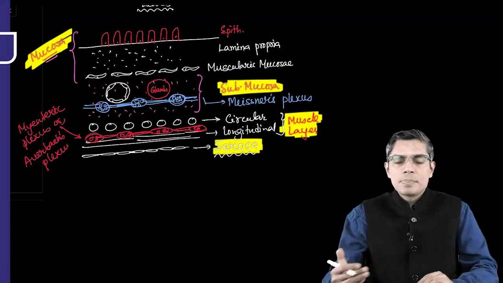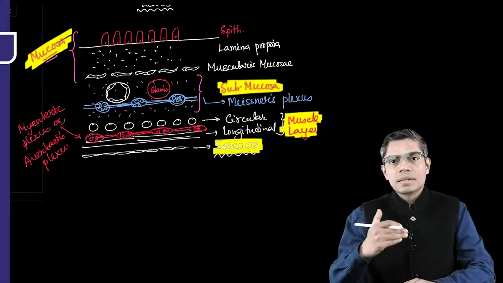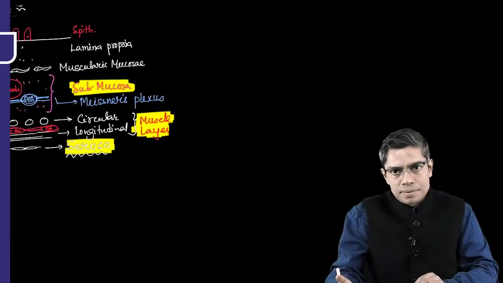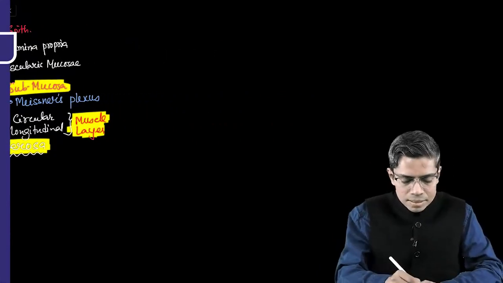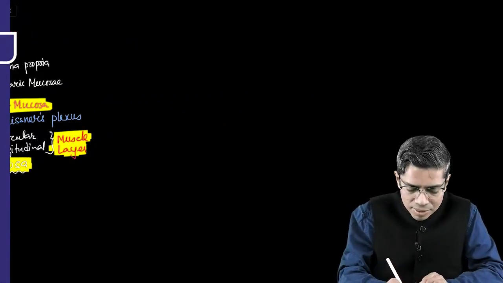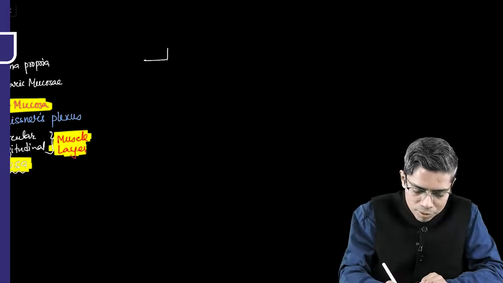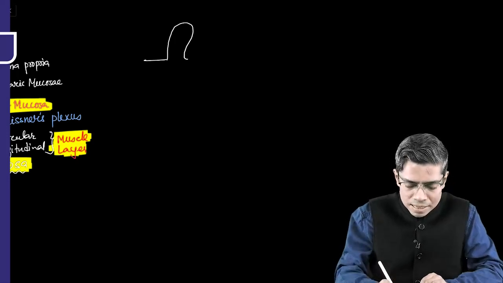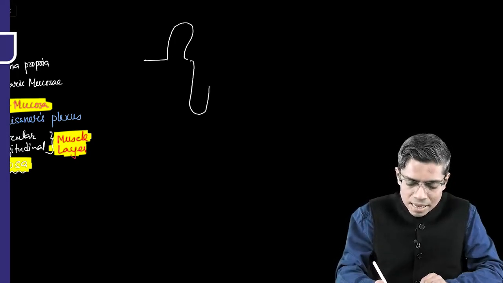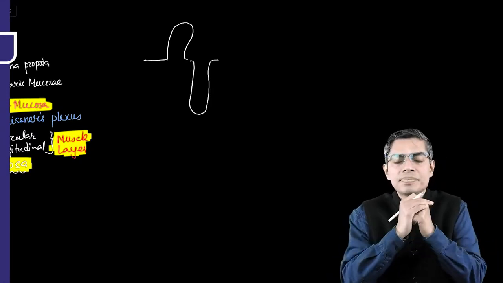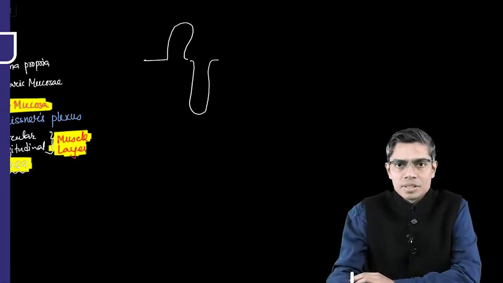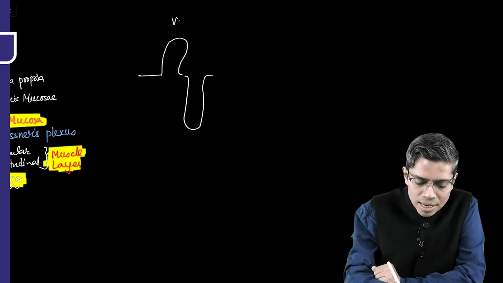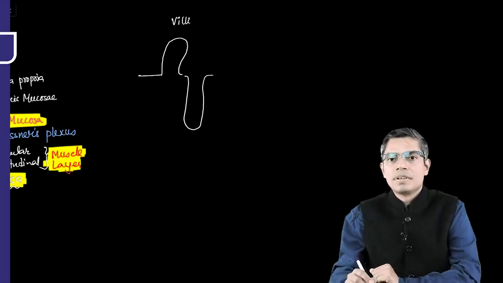Now, in various parts of the GIT, this mucosal layer is thrown into different folds. So what I'm talking about is that this mucosal layer of the GIT in various parts is thrown into folds, or I can say there is evagination and invagination. So evagination and invagination of this mucosal layer is also seen in different parts of the GIT. So this evagination part is known as the villi, right? All of you know this, villi.